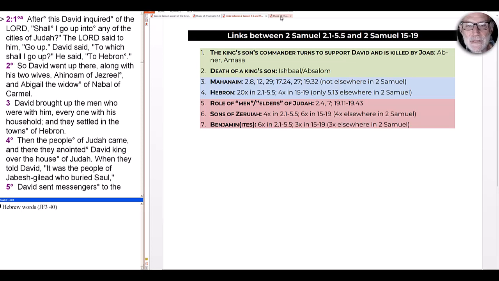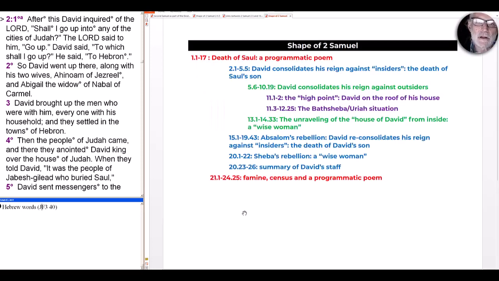Well, to look at that, we have to look at the shape of the larger picture. And although I've color-coded this, it's not exactly a chiasm, although there certainly are some interesting parallels, but it doesn't match exactly like a chiasm. So it begins, as we've seen, with the death of Saul, the programmatic poem, and it ends not with the death of David, which doesn't happen until 1 Kings, but with another programmatic poem, the one that we looked at, and a couple of examples at the end of David dealing with miscellaneous crises, a famine and a census.